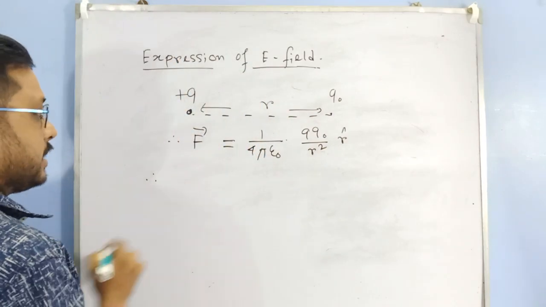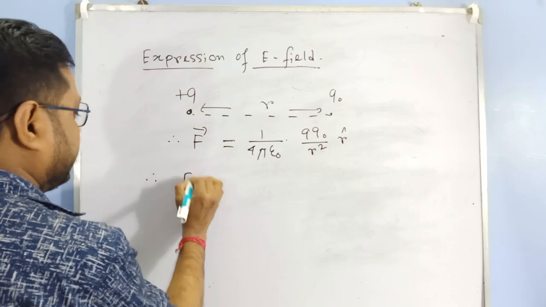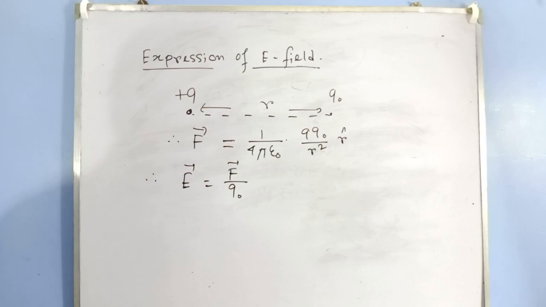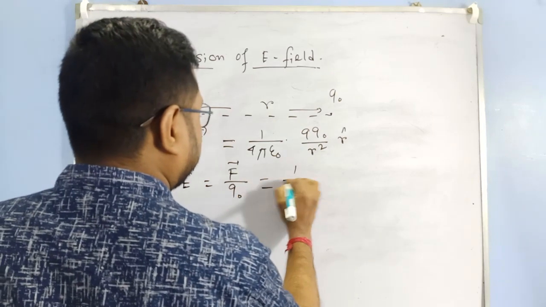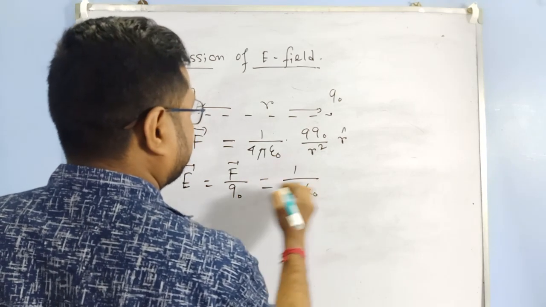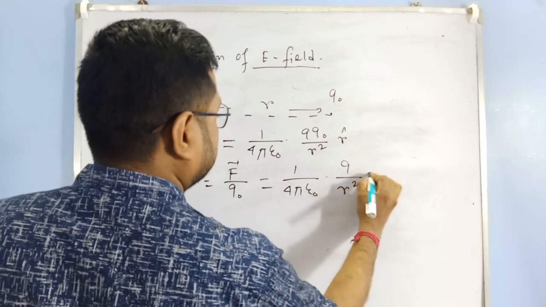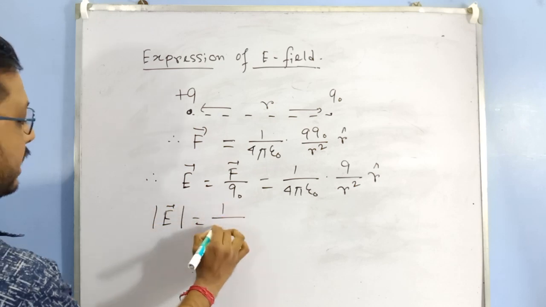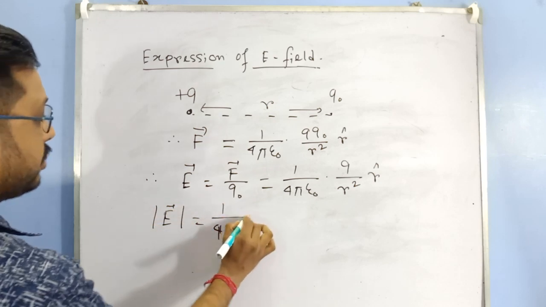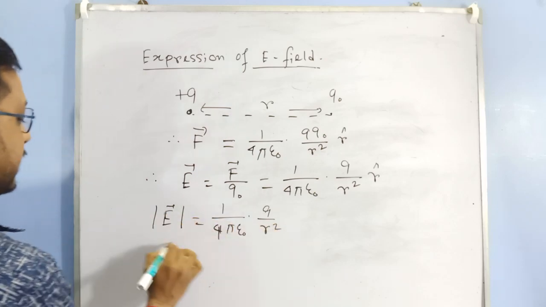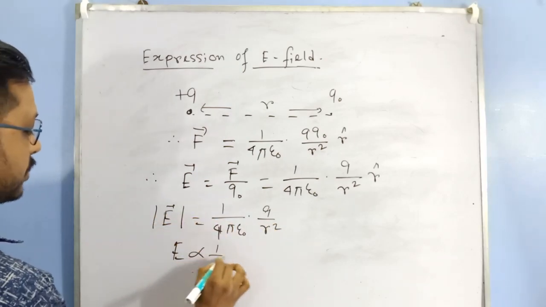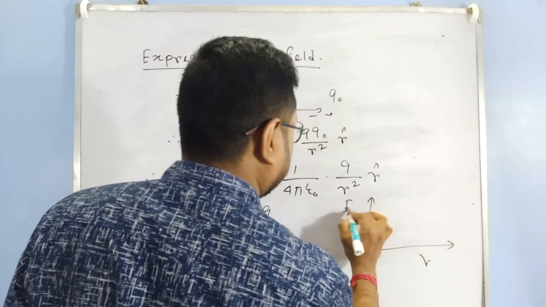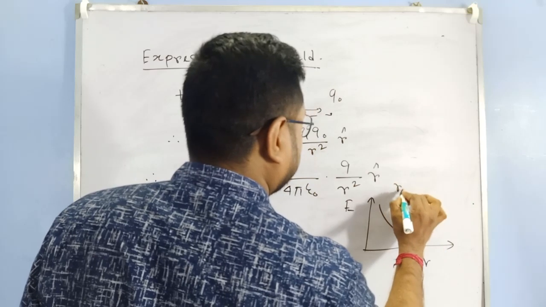So the electric field intensity E equals F divided by Q0. F divided by Q0 is 1 by 4 pi epsilon naught Q divided by R square R cap, or the magnitude of electric field intensity is 1 by 4 pi epsilon naught Q by R square. That is, E is inversely proportional to R square. If we take a plot of electric field versus R, we get a rectangular hyperbola.